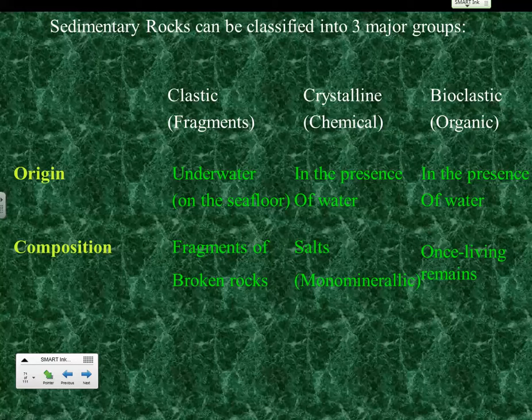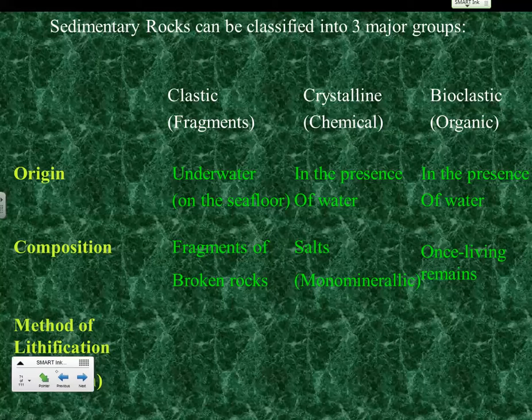The bioclastic or organic rocks, these are the once living remains of things. That's what they're made of. So you might see coal, which is made from once living plant material. You might also have a rock called coquina, which is made of once living shells, the shells from once living clams.